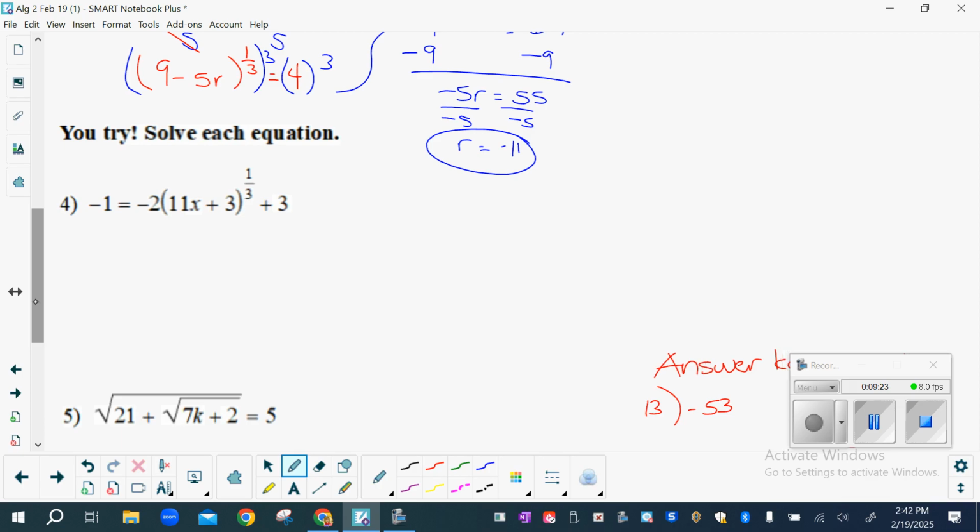You are going to get a fraction. What do you do with the 3rd? You cube it so it just cancels out.